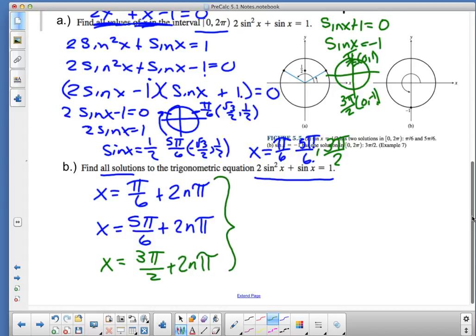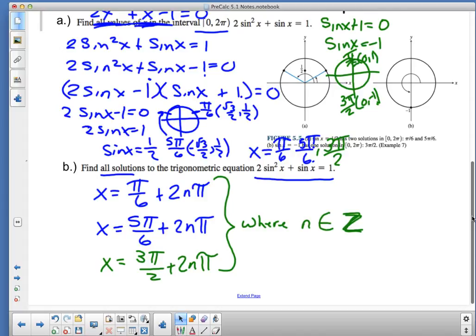And so each one of these is where, let's get a better word, where n is contained in, that's what that means, the set of integers. Let's put it as the Z set, okay? And that would be the solution complete with that. Okay, so that's all solutions for the trig equation 2 sine squared x plus sine x equals 1.